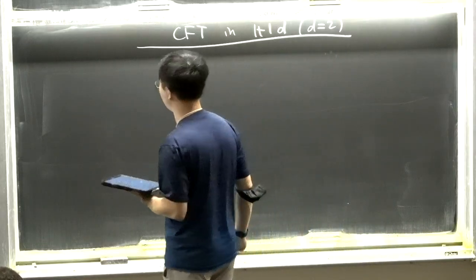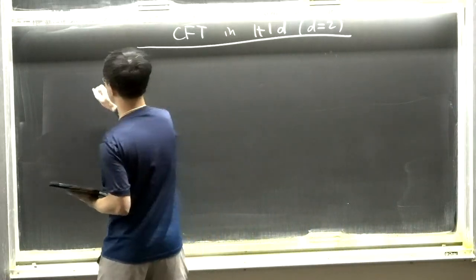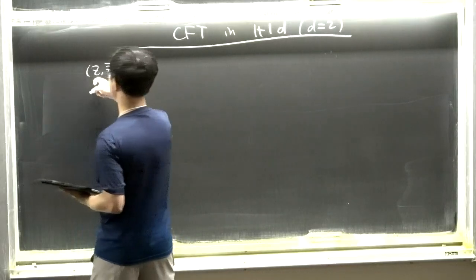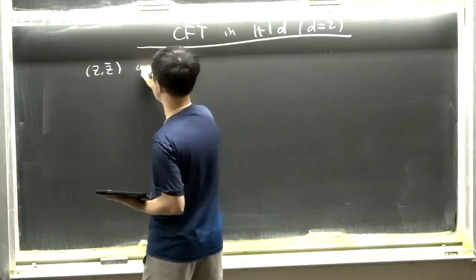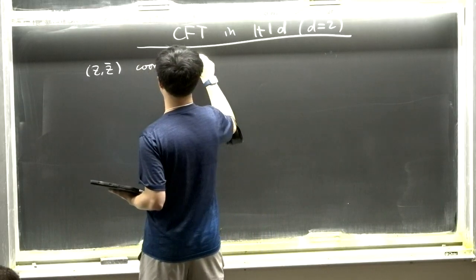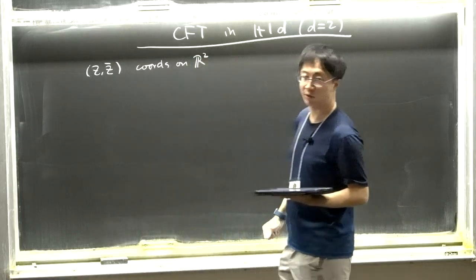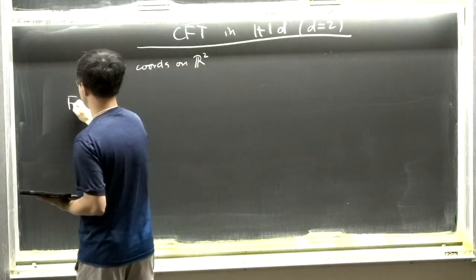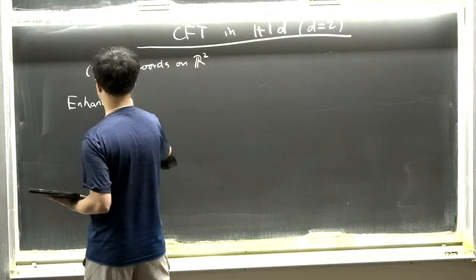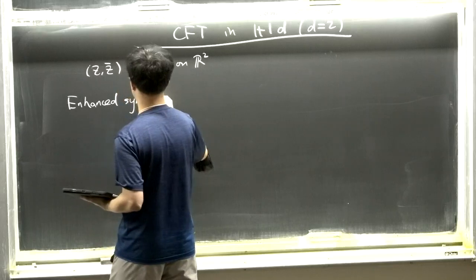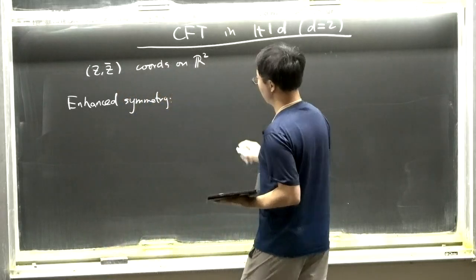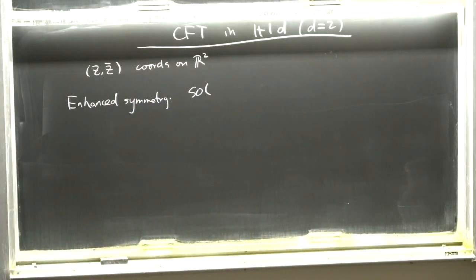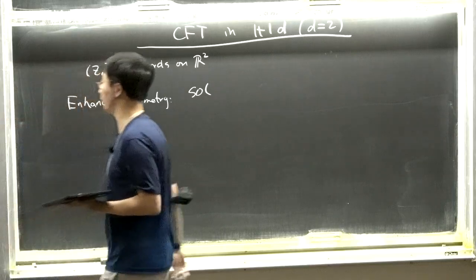The way to see that can be facilitated by using a parametrization of the spacetime in terms of complex coordinates z and its conjugate z bar. So these are coordinates on R2, the spacetime for our conformal field theory. So what is this enhanced symmetry? We start from the conformal symmetry in d = 2. As you can read out from this general formula, it's going to be SO(3,1). Again, this is the Euclidean version of the conformal symmetry.